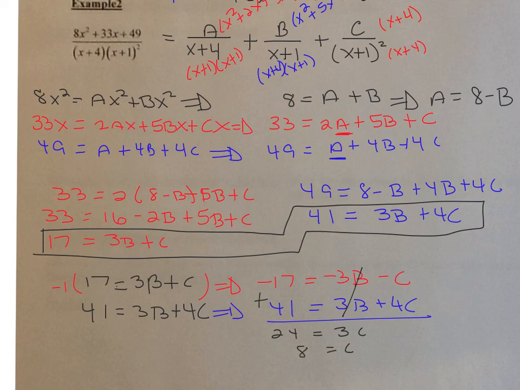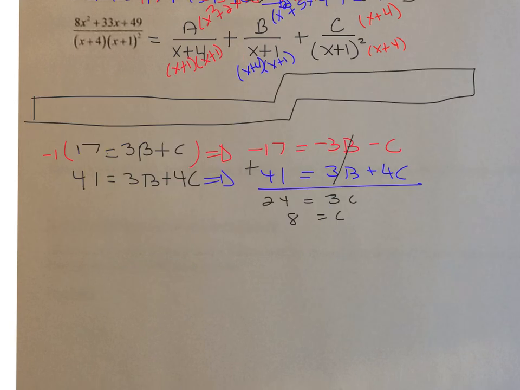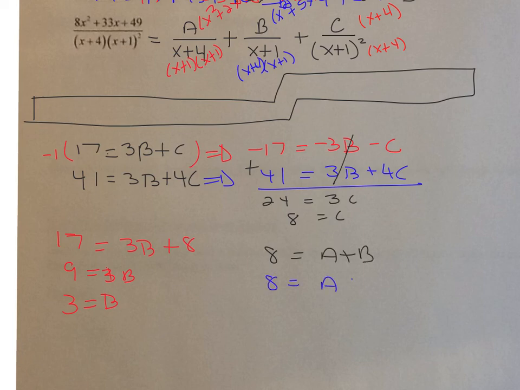Now I have a C value, and I'm going to plug that C value into one of these equations over here and find the B value. I'm going to plug 8, my C value, into the first equation. So 17 is equal to 3B + 8. Minus 8 from both sides, 9 is equal to 3B. So B is equal to 3. Now I need to get my A value. I'm going to plug it into that simple equation I had before, 8 = A + B. So I have 8 = A + 3, that's my B value. So A is equal to 5.